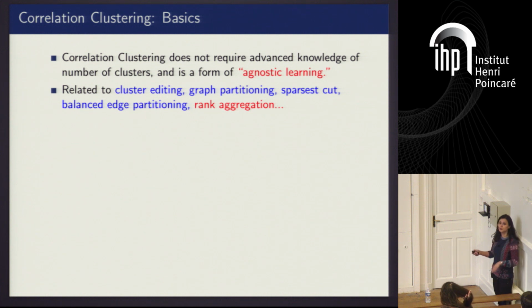So it's related to tons of different problems in graph theory, graph editing, graph partitioning, clearly sparsest cut, and rank aggregation. You heard in the previous talk some results on sorting and rankings or permutations. This problem is highly related to the problem of clustering or aggregating rankings as well.